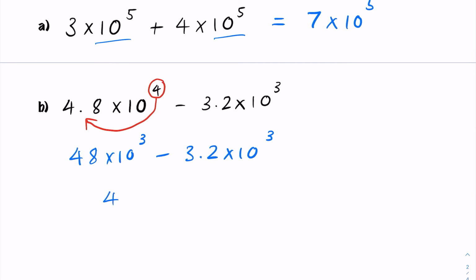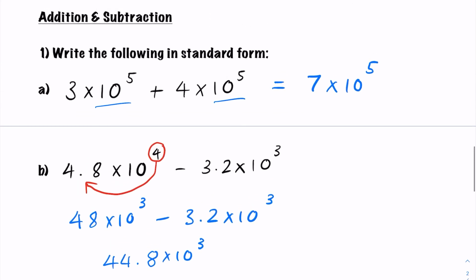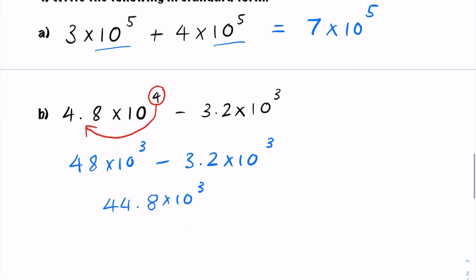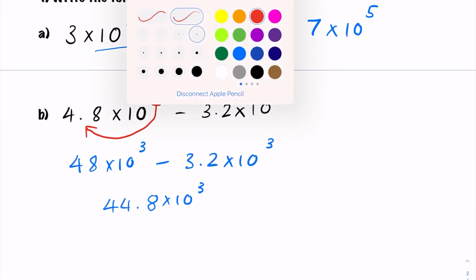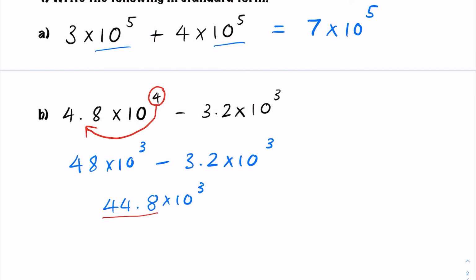So you get 44.8 times 10 to the 3. And this is not quite in standard form. And remember, part 1 of this question wants us to write all of these in standard form. All we're missing is the number at the beginning is not between 1 and 10, so we're going to have to make it between 1 and 10. The way in which we do that is we divide that by 10, or we move that 10 along here and merge it in with the 3 that we already have.